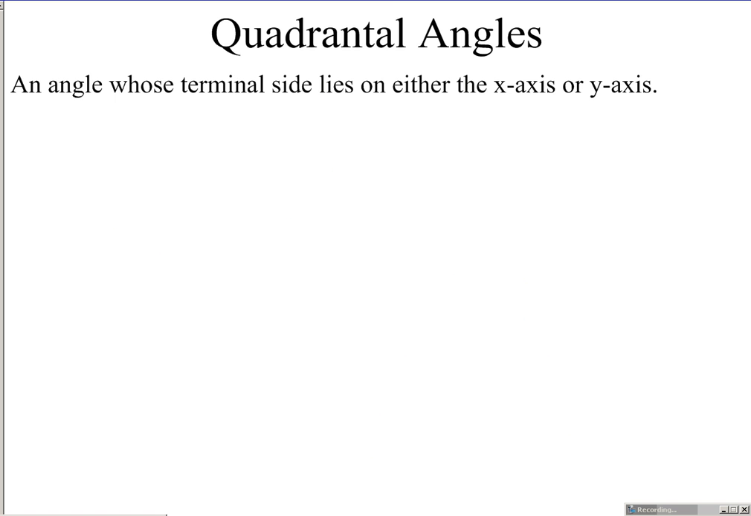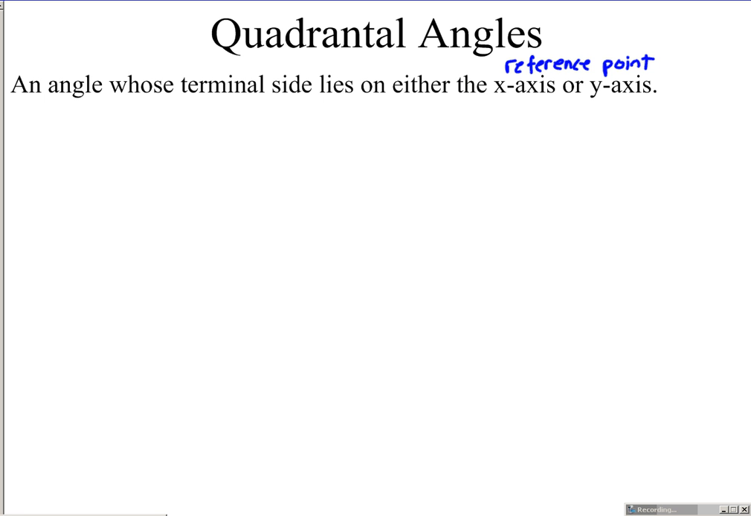Okay, the last thing in this section is quadrantal angles. A quadrantal angle is an angle whose terminal side lies either on the x-axis or y-axis. Now, I talked about anytime you're evaluating the functions that you must have a reference triangle. Well, if it's a quadrantal angle, you're only going to have what we're going to call a reference point.